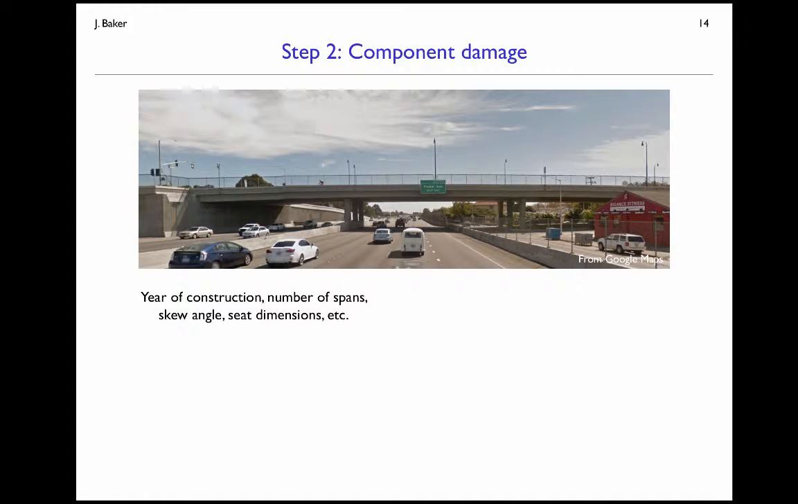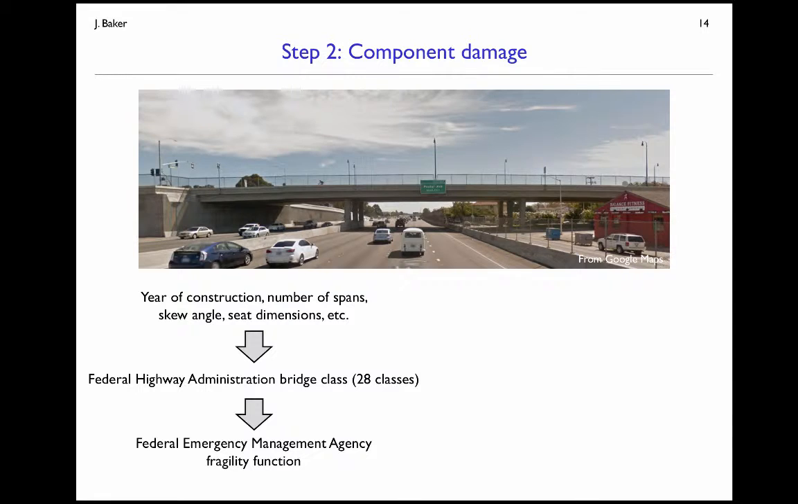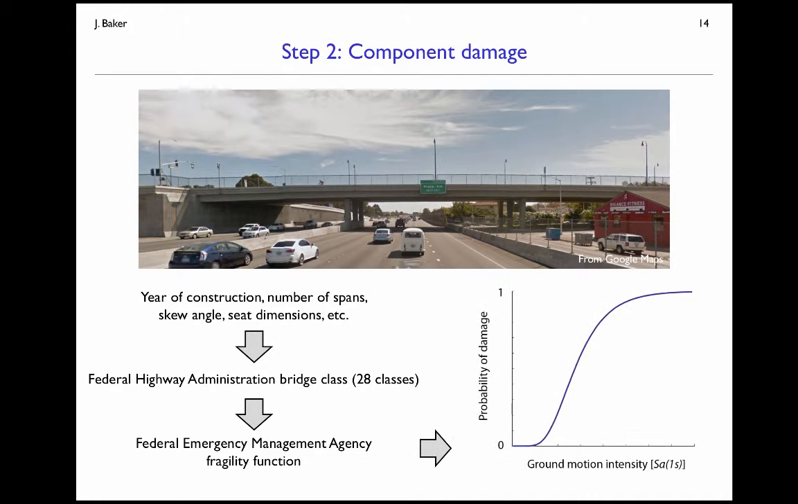The number of spans of the bridge, whether the bridge has a skew to it and what that angle would be, how big are the seats that are associated with unseating of the bridge during shaking, and so on. Those properties are going to map into a Federal Highway Administration bridge class, of which there are 28 classes of bridges. And each of those 28 classes of bridges is going to have a fragility function as specified by the Federal Emergency Management Agency through HAZUS.